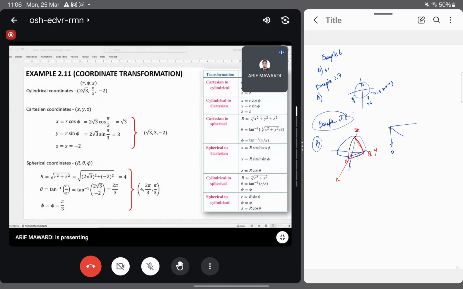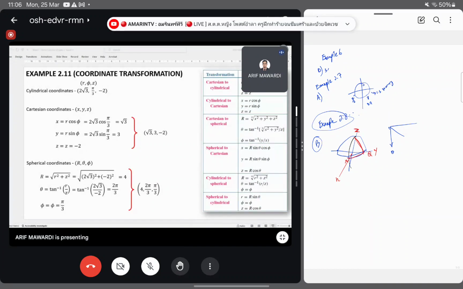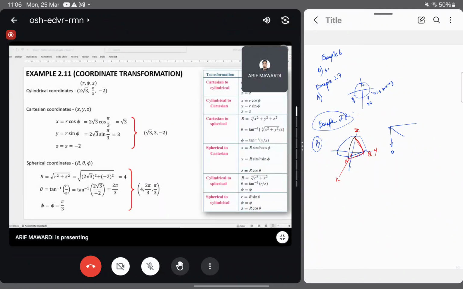Okay, and now I want to express the same point in the spherical coordinate system. So now I want to go from cylindrical to spherical. If I refer to this table here... no, this one is from spherical to cylindrical. What I want is to go from cylindrical to spherical, so I should use this one, from cylindrical to spherical.